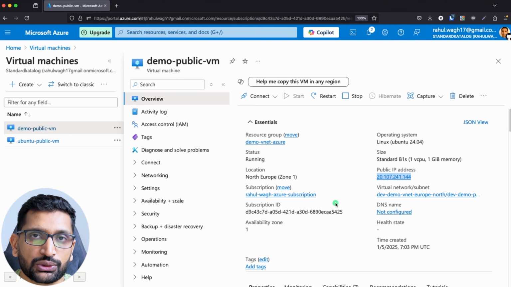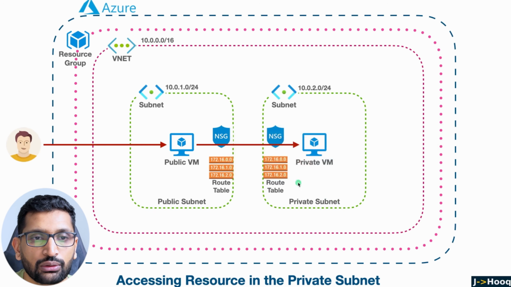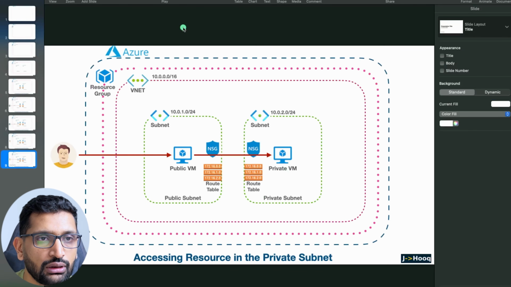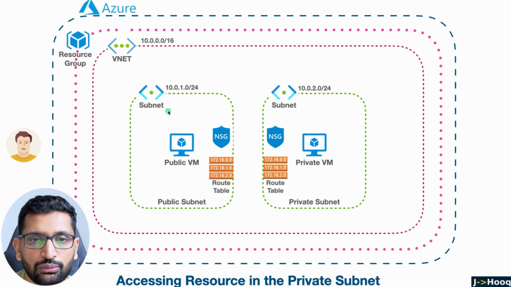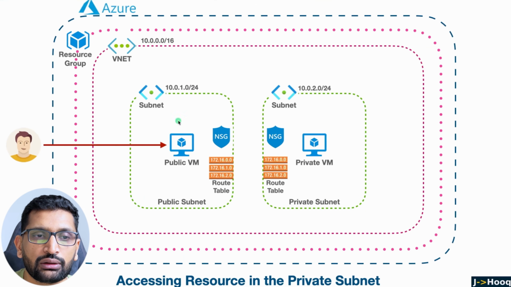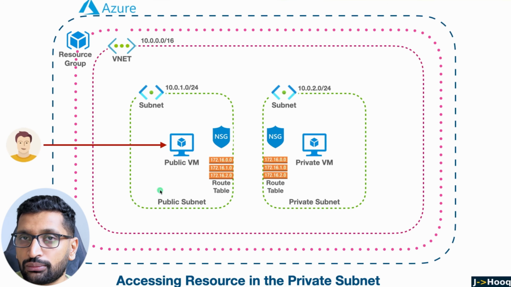So now the next question is how to connect to that particular public virtual machine present in your public subnet. Here I'm just going to take a look at the diagram once again. So let me go into slide mode. This is the task which we are going to achieve. This is the user, and this user is going to use the public IP to access this particular public virtual machine present in the public subnet.